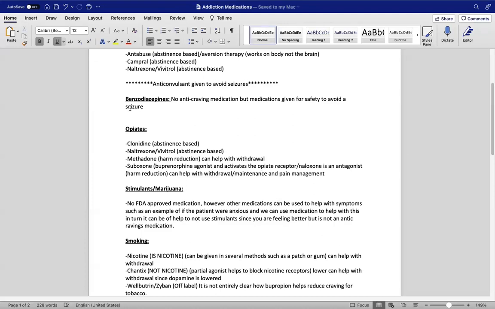So technically, benzodiazepines, stimulants, and marijuana do not have specific medications as far as anti-craving, but that does not mean we can't give them something if they're struggling that can actually help them not use. And what I mean by that, and I'm skipping ahead a little bit, is if I had a patient that is extremely anxious and they use methamphetamines, marijuana, cocaine, benzodiazepines, definitely they're going to be feeling anxious if they're not on that anymore. We have other medications that we can give, such as gabapentin, hydroxyzine, propranolol.